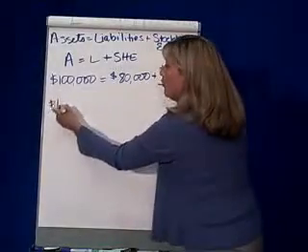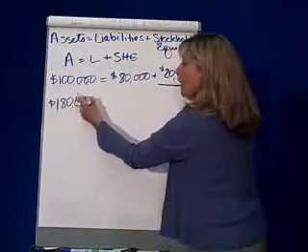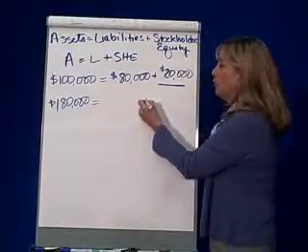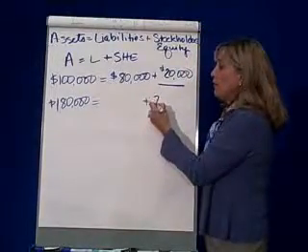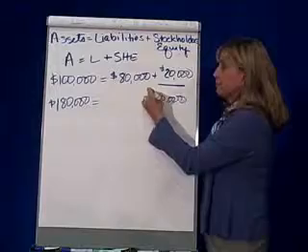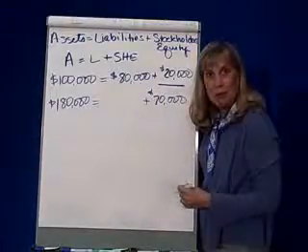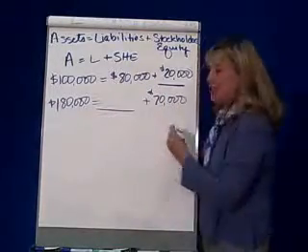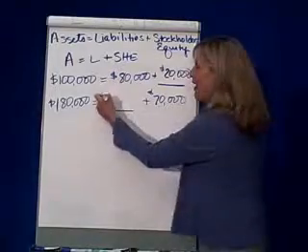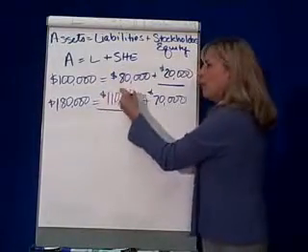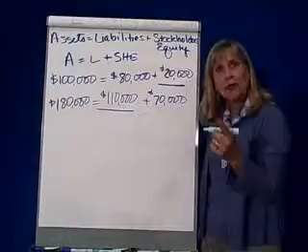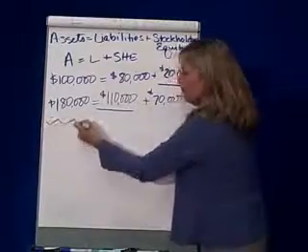What if assets were $180,000 and stockholders' equity was $70,000? Could you tell me what liabilities are? Did you say 110? You're right. Well, that seems pretty straightforward and simple. So let's make it a little bit harder.